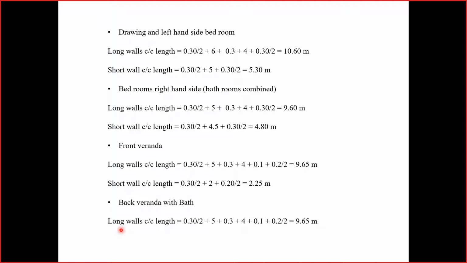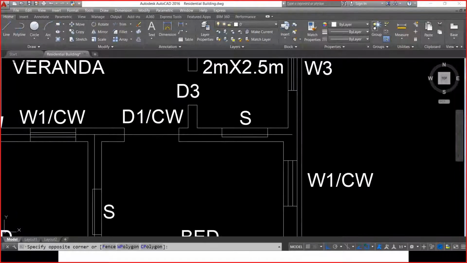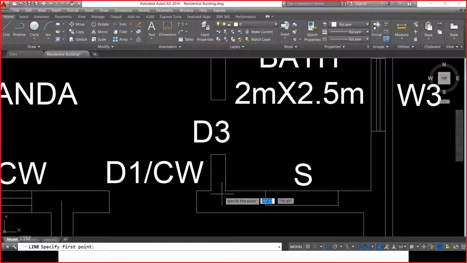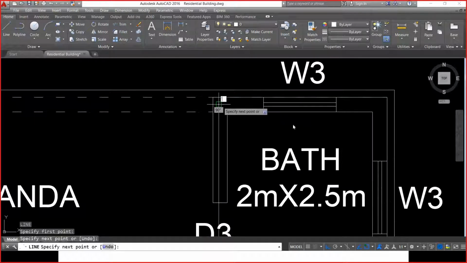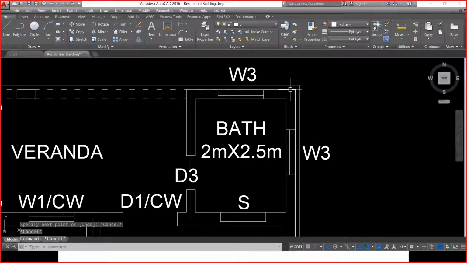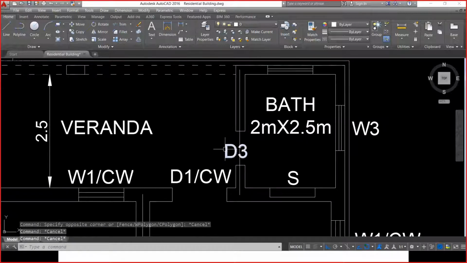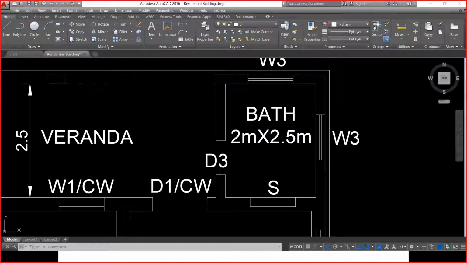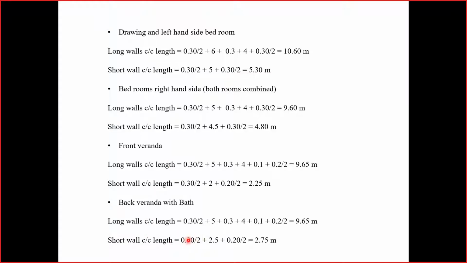Moving on to the last item, which is the short wall. Here I have to consider this as the short wall. Of course, I can also consider this as the short wall. Anyways, we can do the length calculation for any one of the walls because they are of similar kind. So here I have 0.3 by 2, main wall thickness divided by 2, plus this width given as 2.5 meter plus 0.2 by 2. That is what is shown here, 0.3 by 2 plus 2.5 plus 0.2 by 2. I'll get the total length as 2.75 meters.